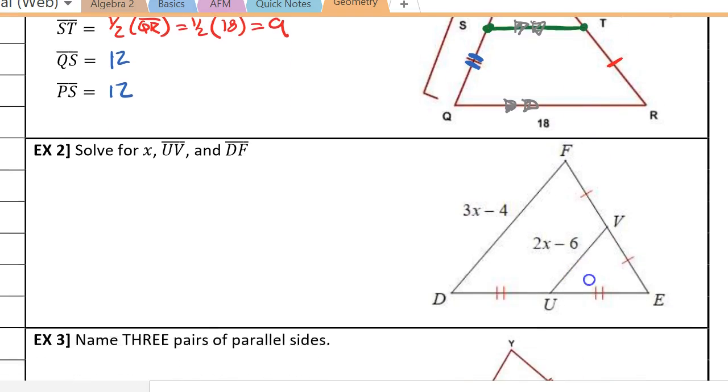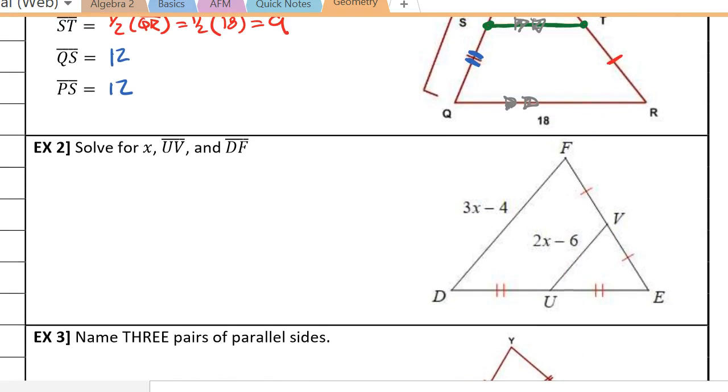All right, let's take a look at a problem that may confuse some of us, but this is kind of more what it would look like on a test. Solve for x, the length of UV, and the length of DF. So right off the bat, we see we have 2 segments being congruent, so it means that V is the midpoint. Over here we have these 2 segments congruent, it means that U is the midpoint, which means that UV here is in fact the midsegment.